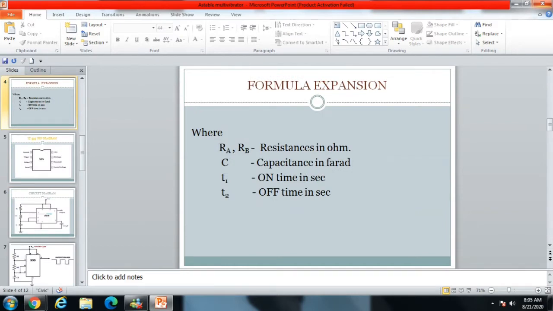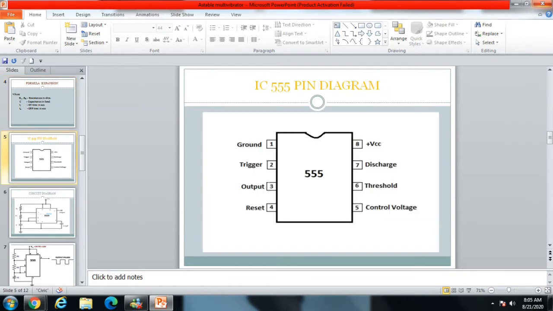Formula expansion: RA, RB resistances, C capacitance in farad, T1 on time in seconds, that is state 1, T2 off time in seconds, that is state 2. Let us see the pin diagram for IC 555. First pin ground, second pin trigger, third pin output, fourth one reset, fifth one control voltage, sixth threshold, seventh discharge, eighth plus VCC.